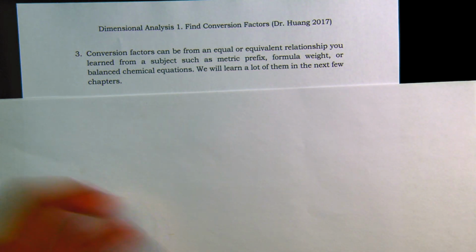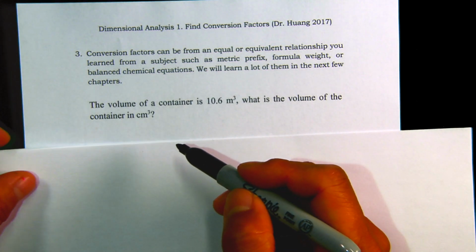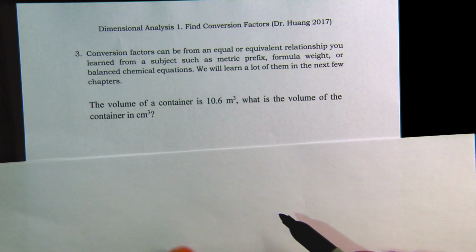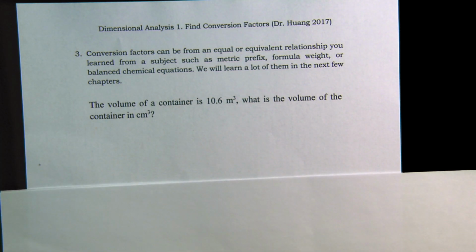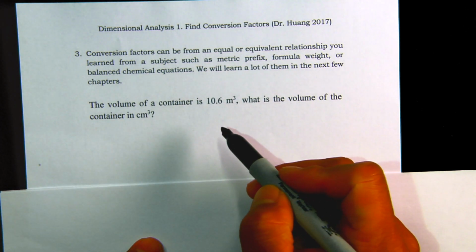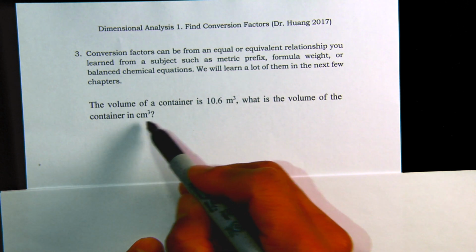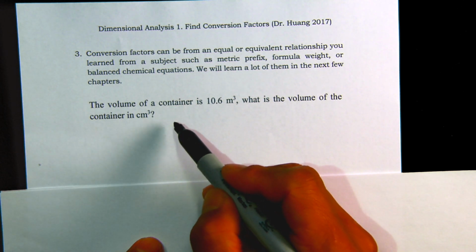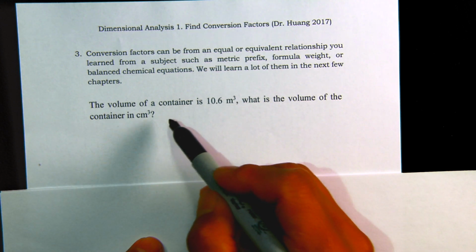So let's look at the example. The volume of a container is 10.6 meter cubed. What is the volume of the container in centimeter cubed? When we read this problem, we are looking at a conversion between meter cubed and centimeter cubed. We do not have any explicit relationships. We also cannot find implicit ones.